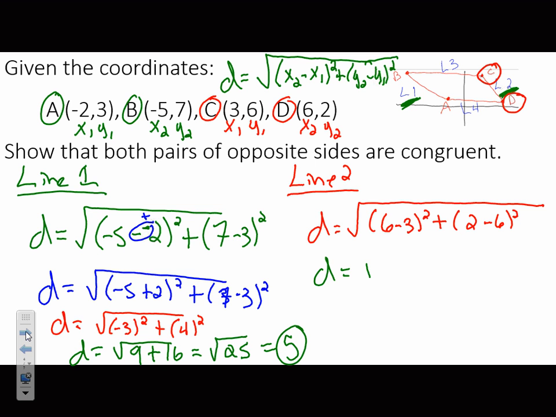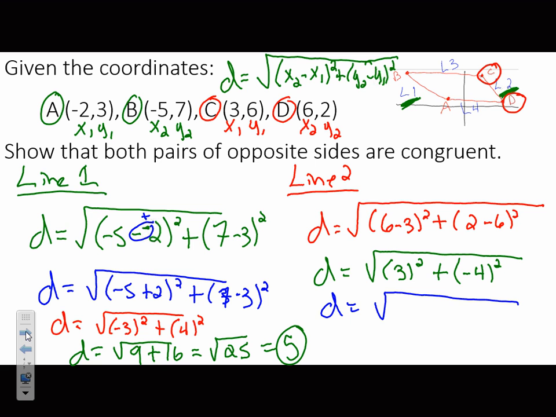The distance equals the square root of 6 minus 3, which is 3 squared, plus 2 minus 6, which is negative 4 squared. Type that in. I'm going to get distance equals the square root of 3 squared, which is 9, plus negative 4 squared, which is a positive 16. So the distance equals the square root of 25, which equals 5. And these are indeed the same.